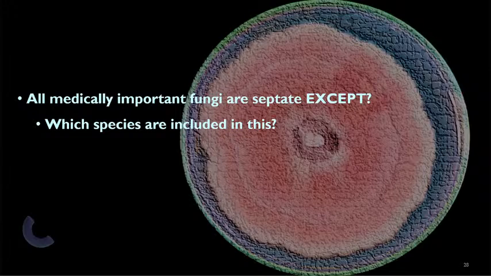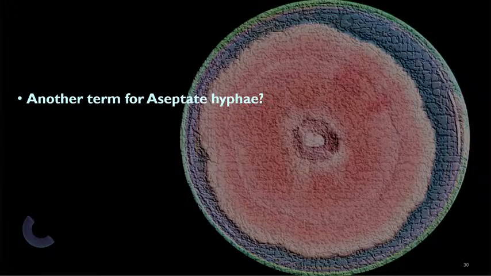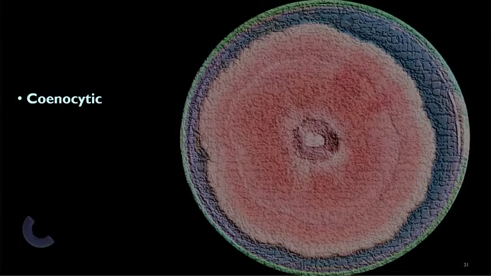Medically important fungi are septate, except for members of the family zygomycetes, which includes the Rhizopus species and the Mucor species. Don't worry, we'll have a specific topic on these two microorganisms, or rather fungi. Don't worry about them. Now, when we talk about aseptate hyphae, they are also known as coenocytic.